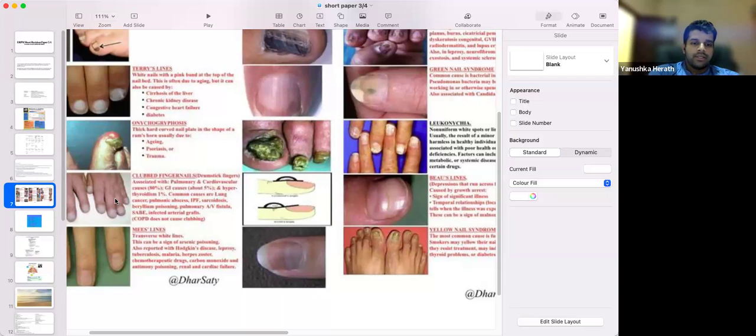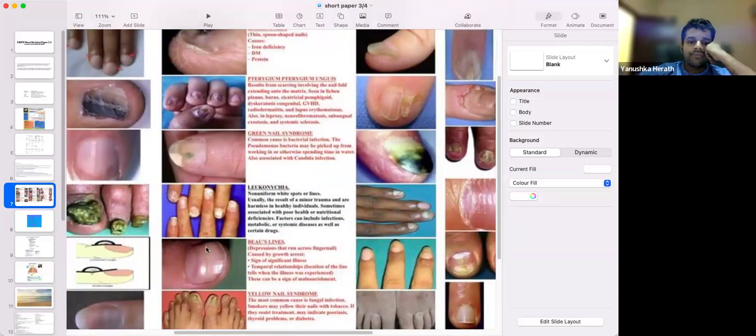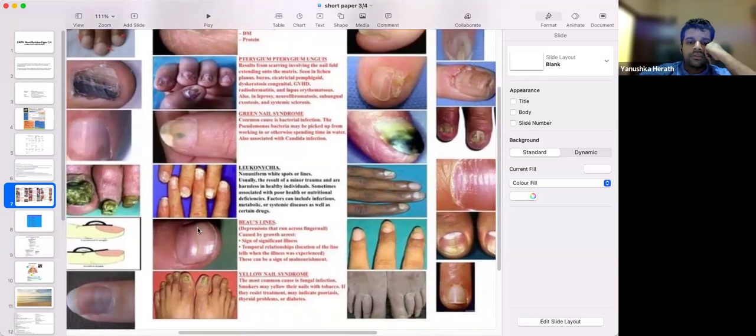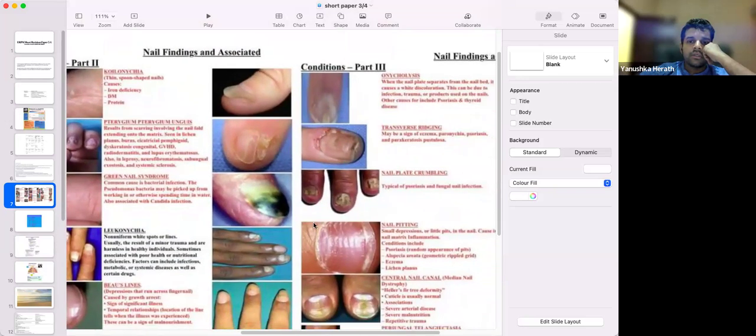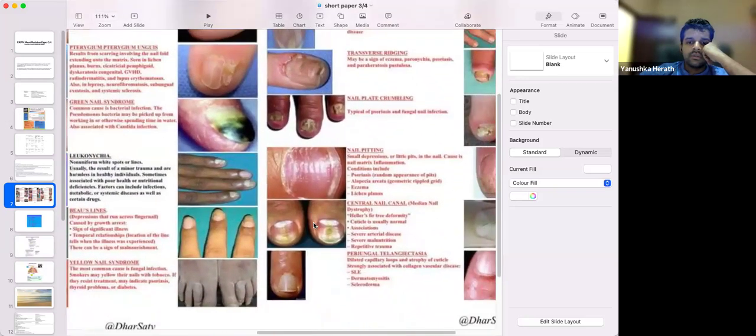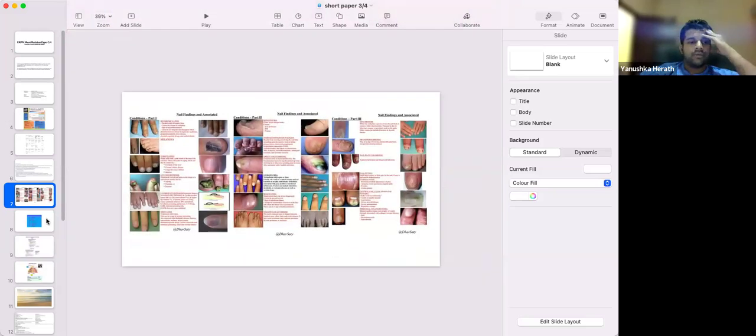And then you get the Mees lines. Mees lines is a characteristic thing in arsenic poisoning. Then yellow nail syndrome. Yeah, ඔය ටික දැනගත්තාම ඇති ඒකට nails යන එක.